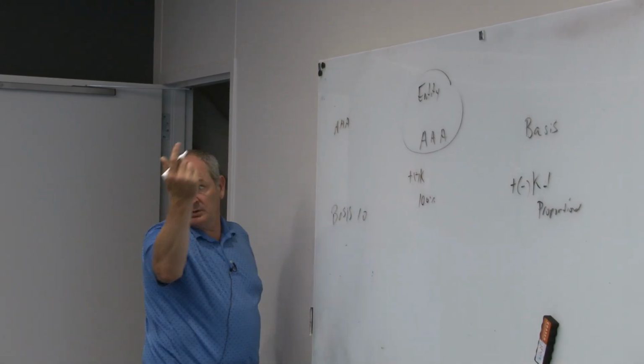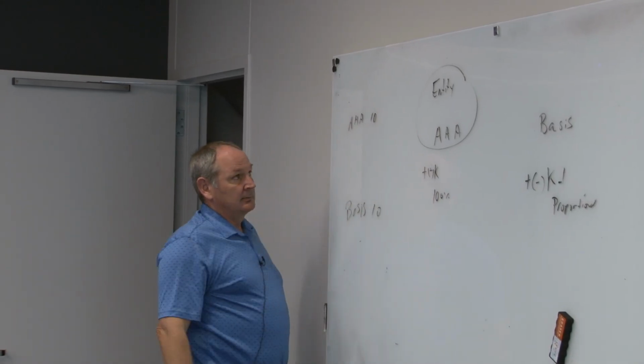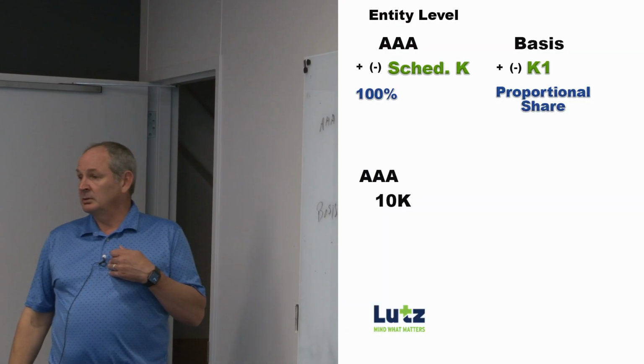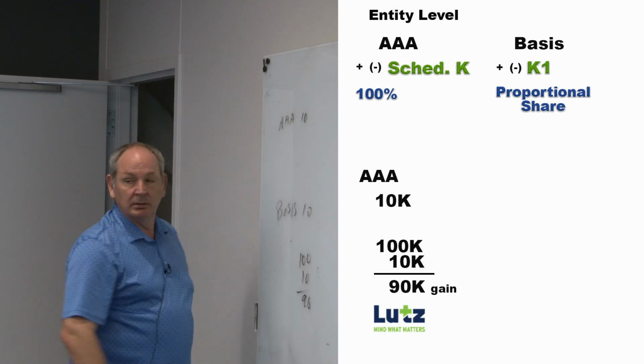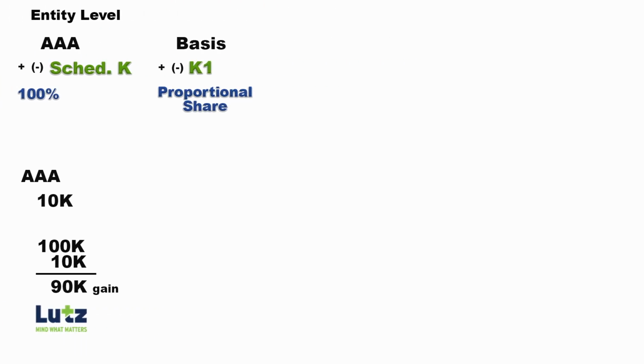So let me ask this question: if Lucas has a corporation and he's the guy that started it, and his basis is 10,000, his basis is 10K, and AAA, since he started it, what should it be? 10. I buy Lucas's stock for 100. Lucas has 10, 90 gain. What is my basis in my shares? 100. So if somebody buys into the corporation, basis and AAA are now different.